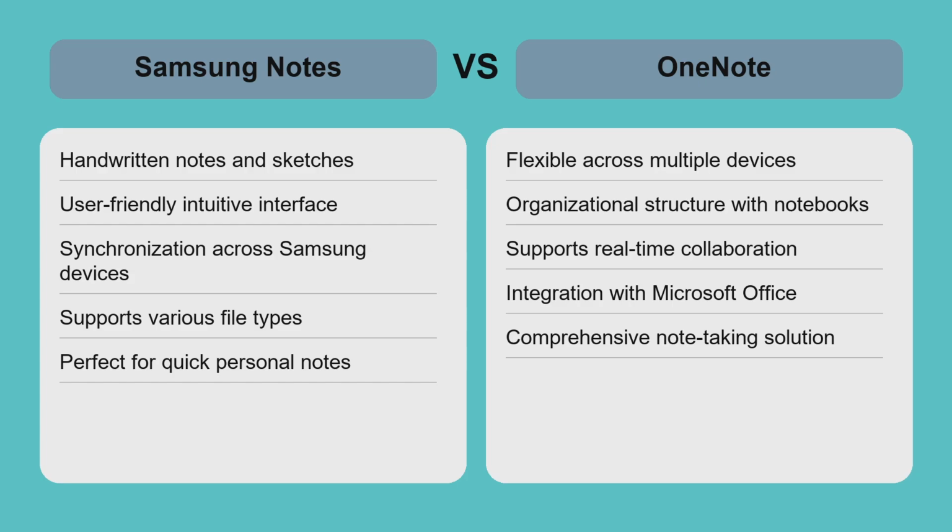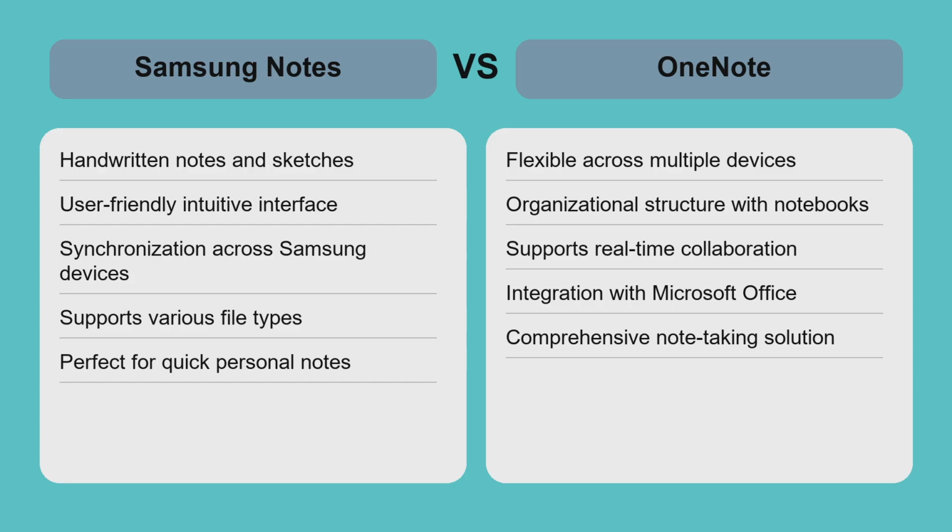Samsung Notes excels in simplicity and is perfect for quick, handwritten notes or sketches, especially for Samsung device users. Imagine jotting down ideas during a meeting or class effortlessly. On the other hand, OneNote shines in collaborative environments. Picture a team project where multiple members can contribute notes in real time, all while organizing information effectively.